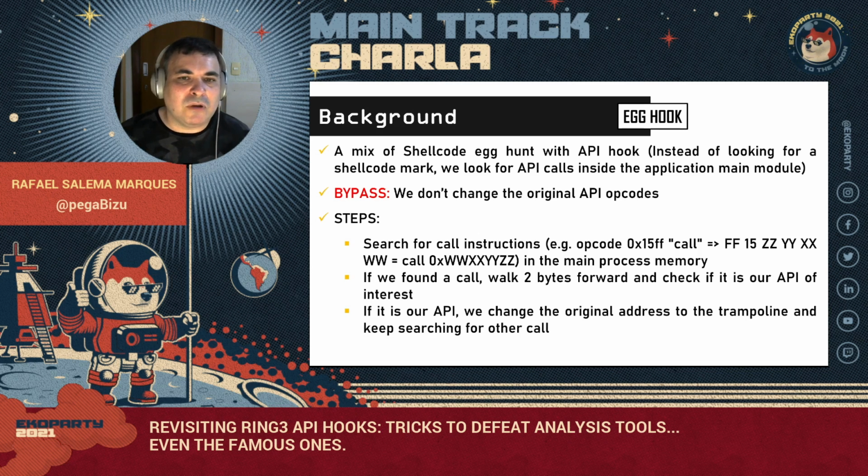So instead of looking for a shellcode mark, as in the shellcode egg hunt, we look for API calls inside the application main module, and we patch them when we find them. This way we do not have to change a bit of the API instructions, because like I said before, many detection approaches look carefully for changes in the API instructions.